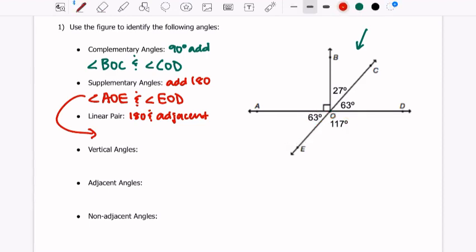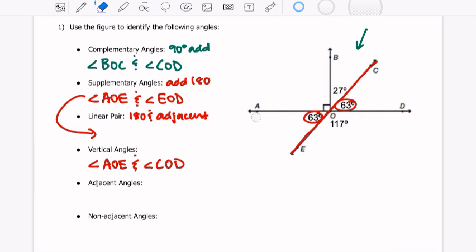Okay, vertical angles. We are looking for two angles that have the same measure and they're going to be formed when two lines cross. So first of all, I see the 63 and 63. Those are congruent. Let's just make sure that they're formed by two lines. So I see we have this line here and we have this line here. So that is where two lines cross. So those are vertical. So we have angle AOE and we have angle COD.